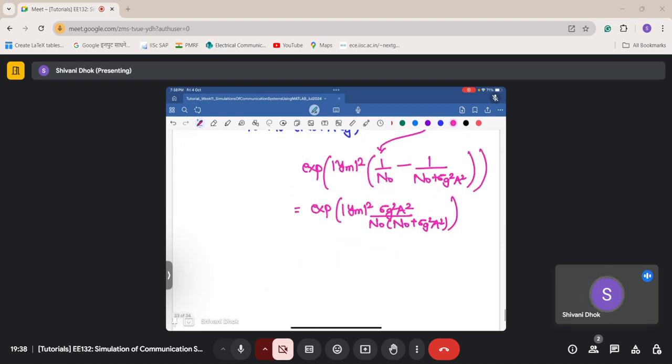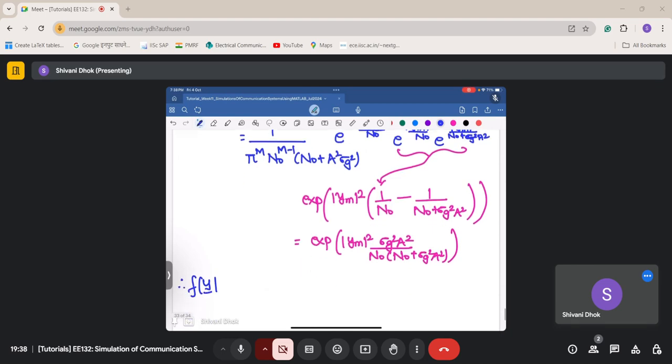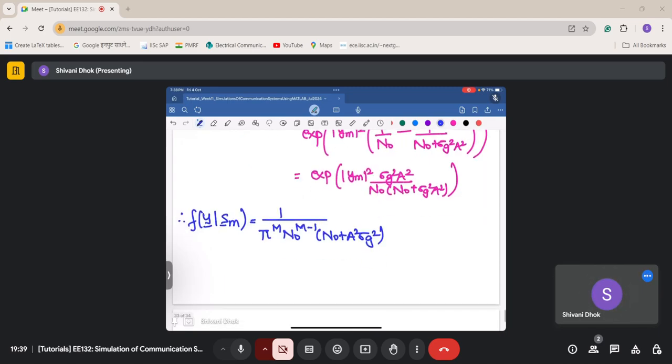Okay, so therefore, f of y given Sm being transmitted is equal to 1 over pi to the power m, N naught to the power m minus 1, and N naught plus A square sigma g square, multiplied by e power ym square sigma g square A square divided by N naught into N naught plus sigma g square A square, minus norm of vector y square by N naught.